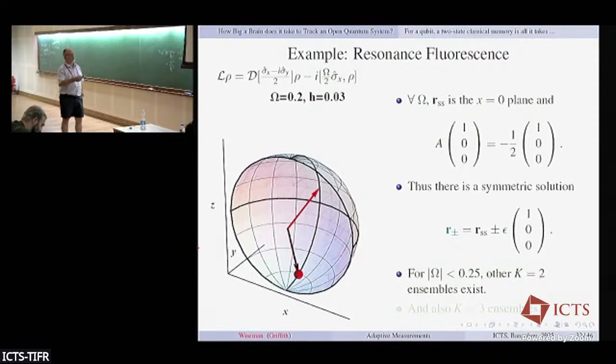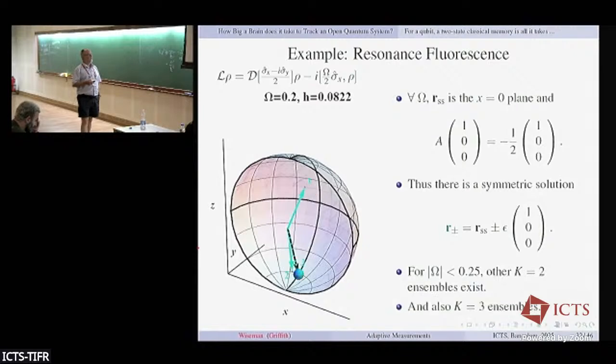Okay, it also turns out there are other solutions. If the driving is small enough, you get more real eigenvectors, and that means that there are other two-state ensembles, and that's an example of another one. We can also do weird things. We can find ensembles with 3 elements, for example, and I guess this is going to be relevant to next week's talk. So you can start to do interesting things like break the symmetry.